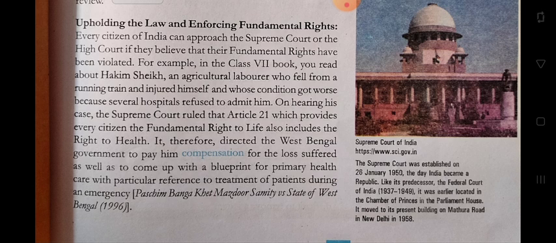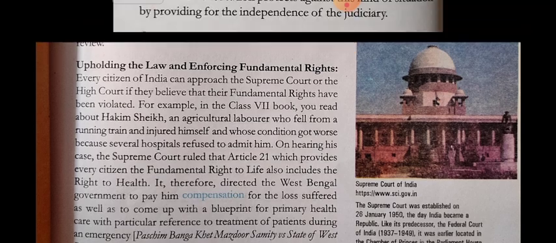So as you can see here in the image, this is the image of the Supreme Court of India that was established on 26 January 1950, the day India became a republic. Like its predecessor, the Federal Court of India, it was earlier located in the Chamber of Princes in the Parliament House, and it moved to its present building on Mathura Road in New Delhi in 1958.